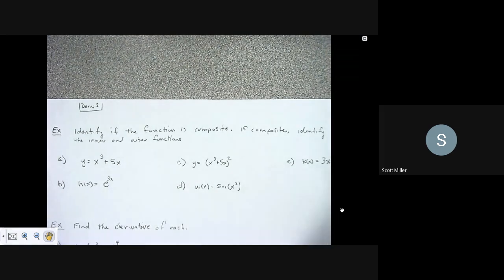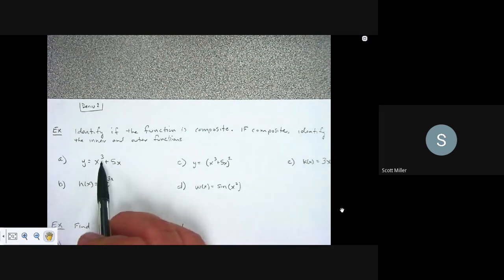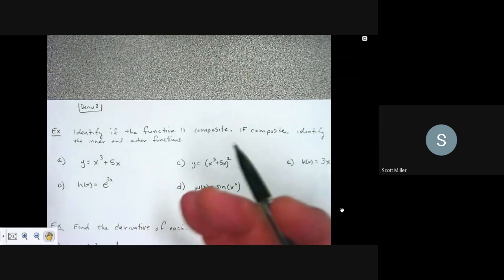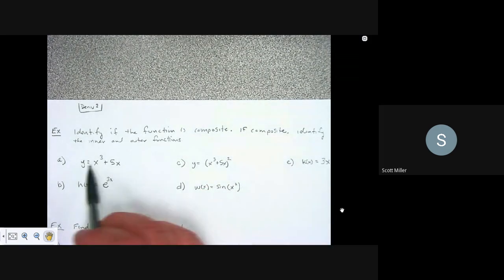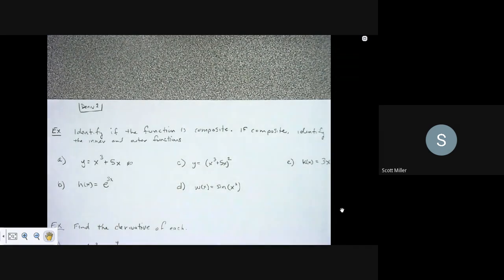Usually what I tell everybody is, do you see a parentheses? In the first one here, I don't see any parentheses. Parentheses are usually a giveaway for the chain rule and composite function. There's nothing here, so there's no real inside function. So this one is just a polynomial. It is not a composite, so that is a no.